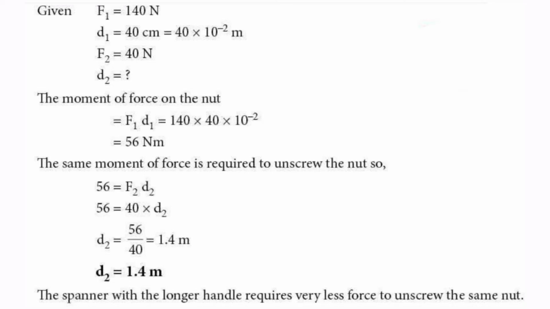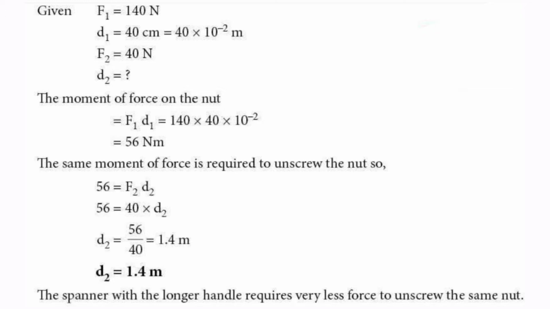Given F1 is equal to 140 Newton, D1 is equal to 40 centimeter. If you convert into meter, 40 into 10 power minus 2 meter. F2 is equal to 40 Newton. D2 we have to find. The moment of force on the nut is equal to F1 into D1 is equal to 140 into 40 into 10 power minus 2, which simplifies to 56 Newton meter.